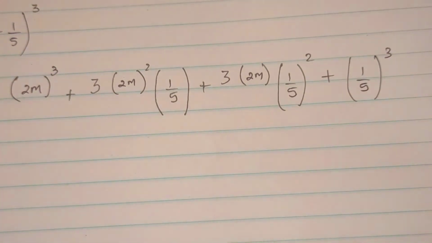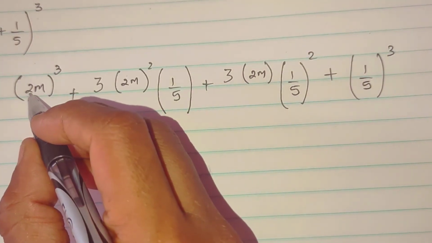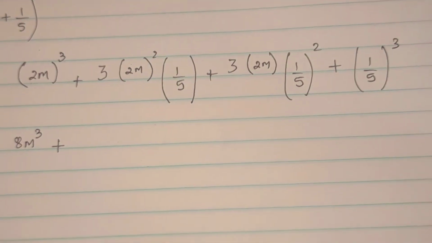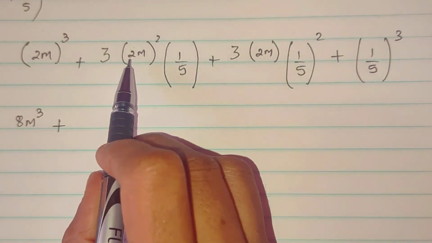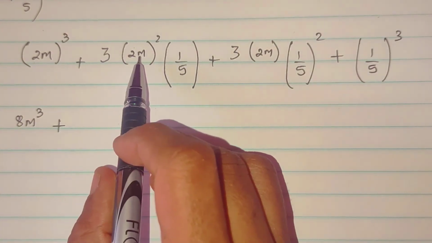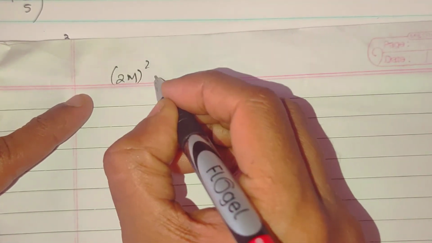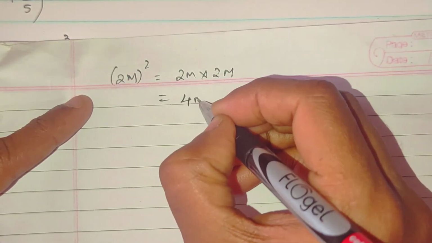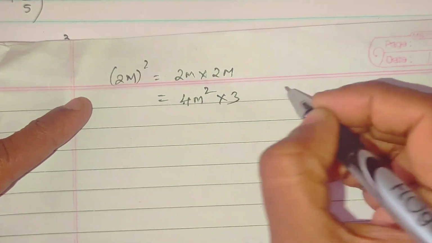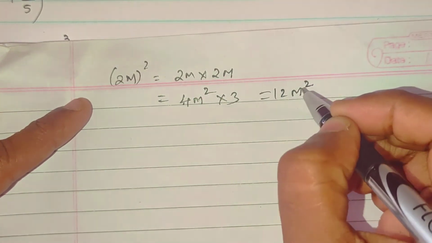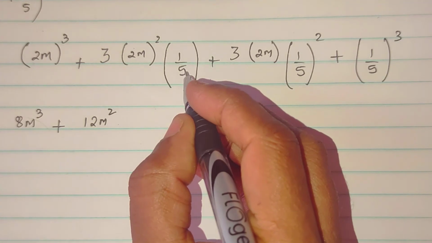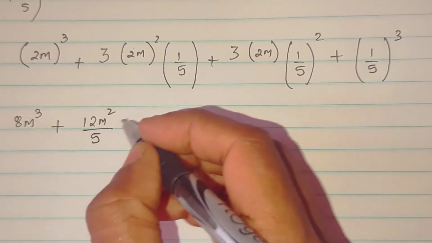Okay. So now 2 2s are 4, 4 2s are 8. Then here 2 2s are 4, 4 3s are 12. See why these 2 2s are 4? 2m the whole square means 2m into 2m. So 2 2s are 4, 4m square. Now 4 into 3, so 12m square. Okay, so 12m square, and in the denominator we have 5, so we have to carry that.